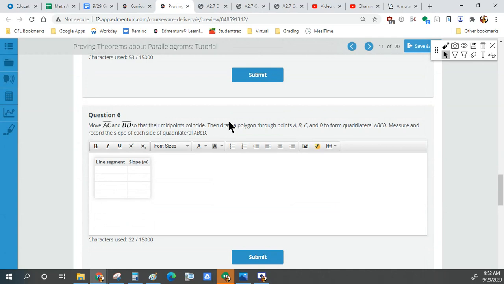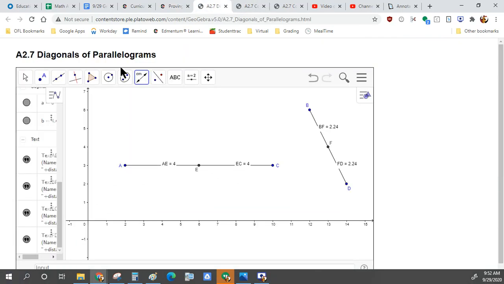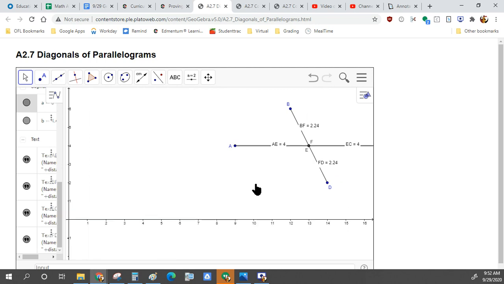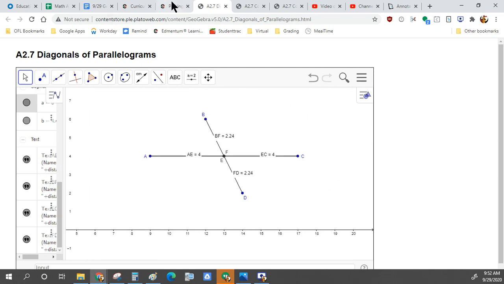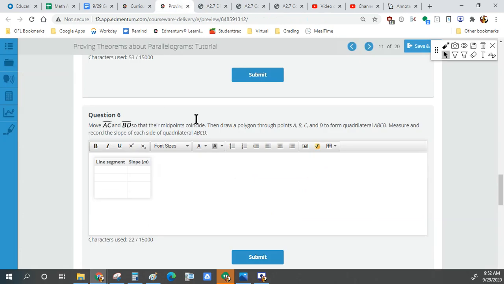Move AC so the midpoints collide. So can I move the whole line? Oh, I can move the whole line. And it'll snap in there, it looks like. So if you get close enough, it'll just snap right in. All right, so we did that. I have a feeling it's going to make me connect these two, and connect these two next. So move them so they collide. I did that.